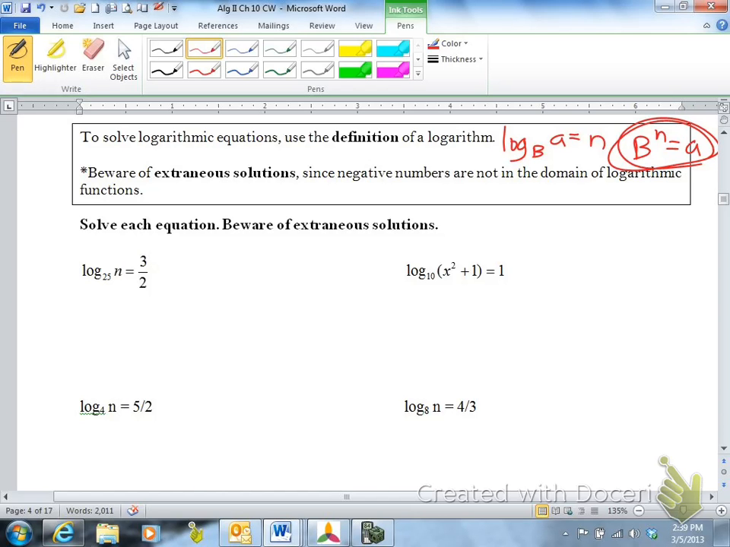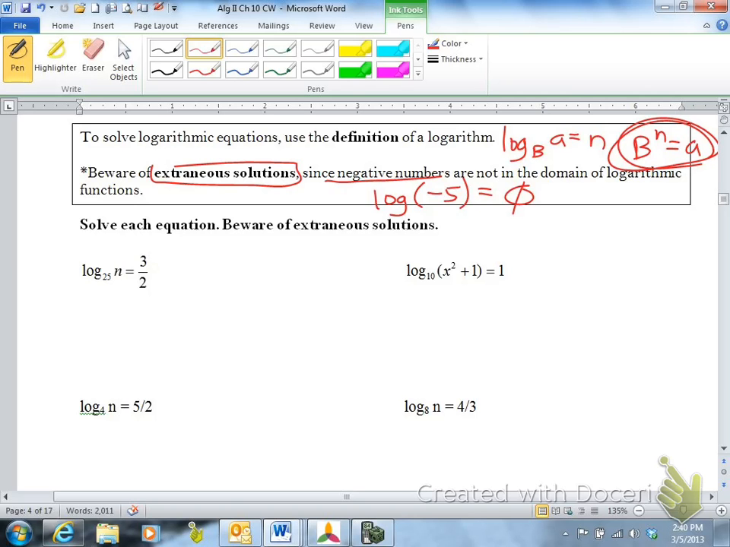You have to be aware of extraneous solutions. Extraneous solutions are solutions that you get, but they don't actually work when you plug them in. Negative numbers: if you have log of a negative, that would be extraneous or undefined.